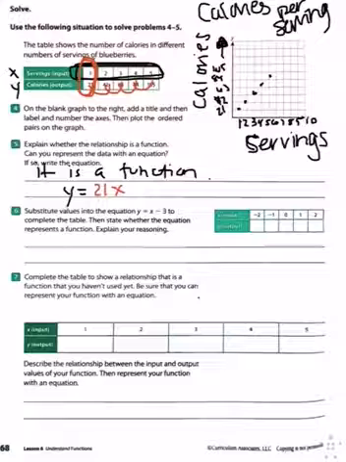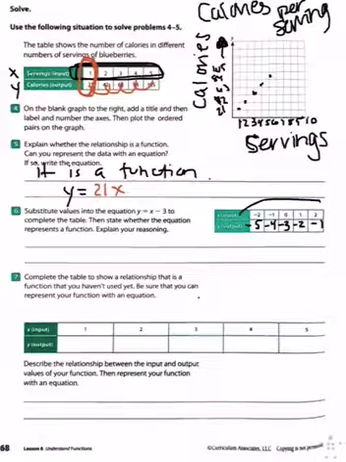Problem number 6. It says substitute values into the equation y equals x minus 3 to complete the table. Then state whether the equation represents a function. So all we're going to do is take our inputs. Negative 2 minus 3 is negative 5. Negative 1 minus 3 is negative 4. 0 minus 3 is negative 3. 1 minus 3 is negative 2. And 2 minus 3 is negative 1. If you look at our input values, they are all different. None of them are repeated, and so it is a function.